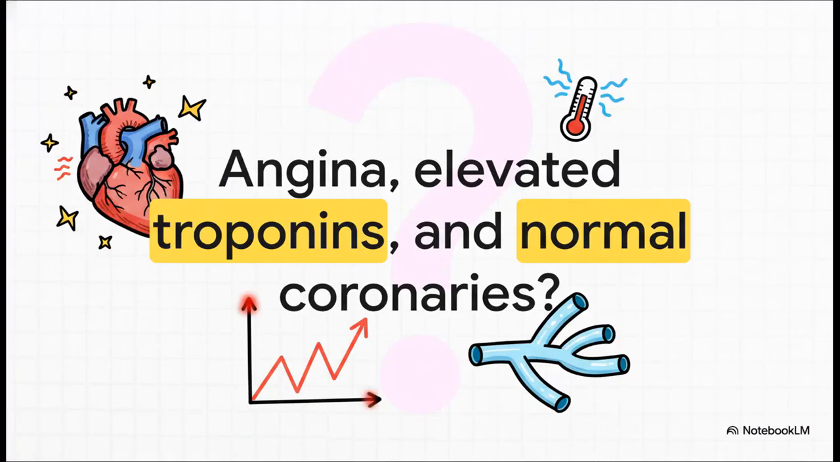Think about this classic clinical puzzle. You have a patient with chest pain, their troponin lab test is high, indicating heart muscle damage, but when you take them for a coronary angiogram, their arteries are perfectly clean, wide open. This scenario should immediately make you think beyond a typical heart attack and consider other causes of myocardial injury. And myocarditis should be right at the top of your list.